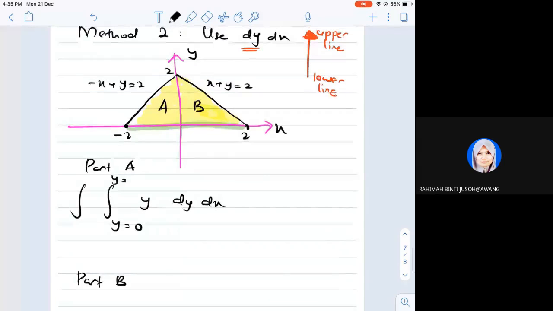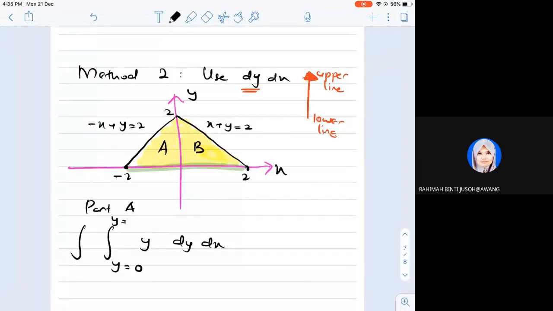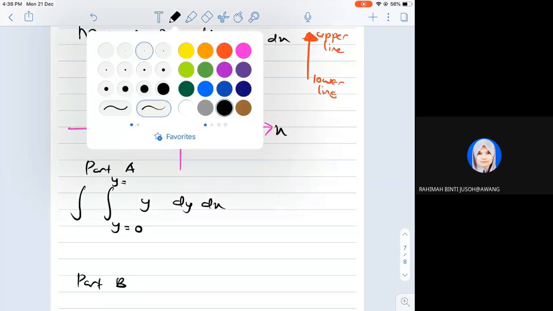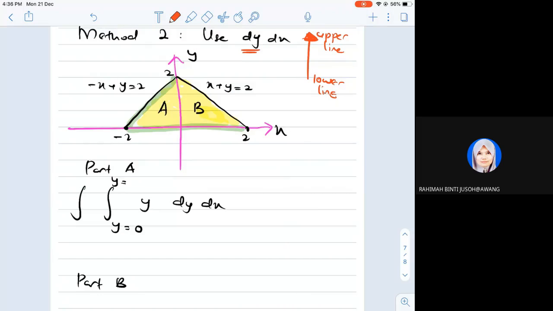Because which upper line do we choose? The concept is lower line and upper line, so we have to start one by one. We have to separate. So the lower line for part A is y equals to 0 and then the upper line should be this line. So we have this from bottom to top. So for part A, the upper limit of y should be x plus 2. Yes, so y equals to x plus 2.